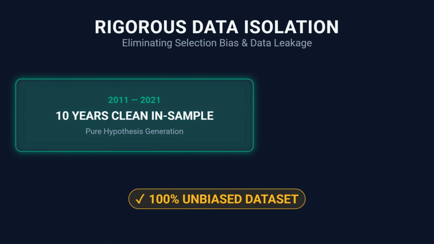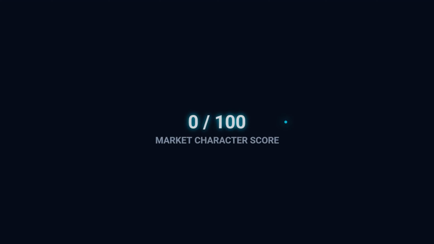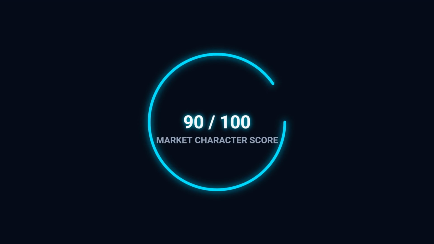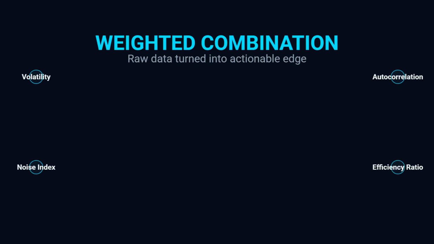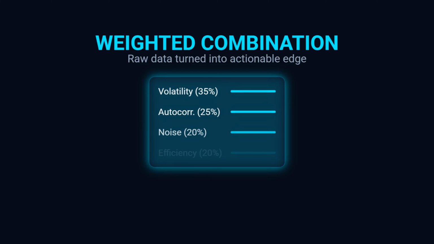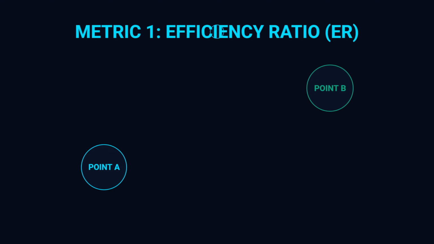But how do you actually measure the character of a market? This is where my scoring framework comes into play. It relies on many metrics, which are directly from quantitative research and have been publicly known for years. But the real value lies in how those metrics are combined, weighted, and interpreted. However, let's start with one of the most important metrics, the efficiency ratio.